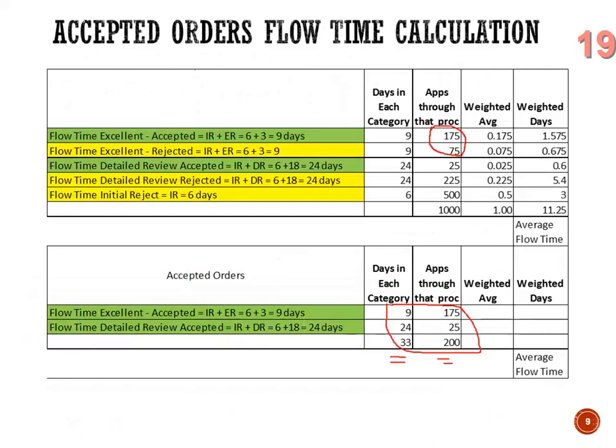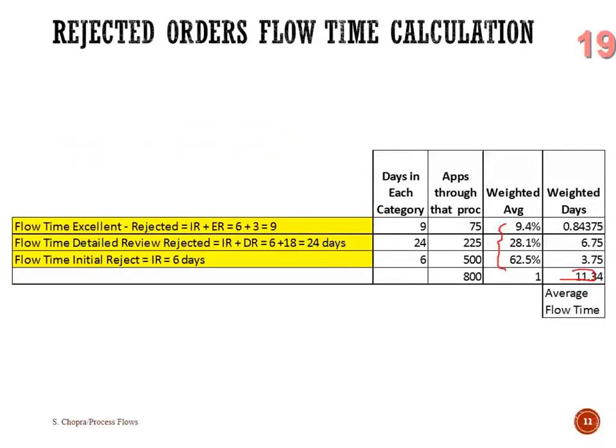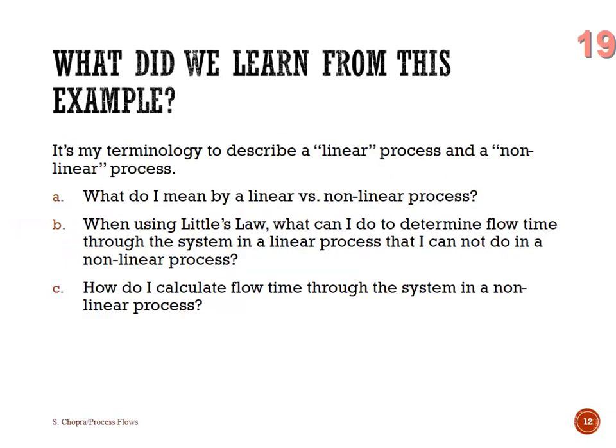Okay? So, I mean, this is just the long way around how to calculate using the weighted averages. So what did we learn from this example? I want to make sure you understand the difference between linear and nonlinear. Linear is every flow unit goes through every step of the process. So your throughput is identical all the way across, right? Nonlinear is when you start to divide out and certain units go through certain phases, but they don't go through every step of the process.